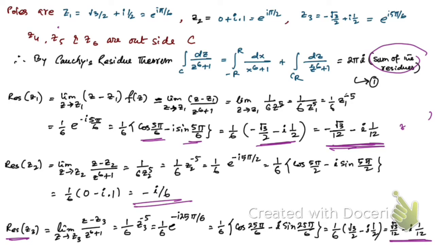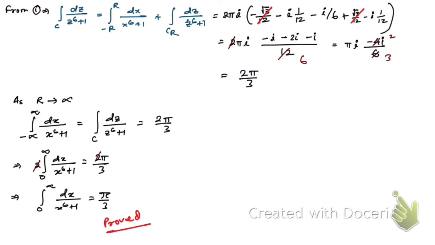So let us sum up these residues and put them here in equation number 1. So let me go to the next slide. So here you see, from 1 we can write this one is equal to 2 pi i times the sum of the residues. Okay, if you put the residues here, and these two cancel, after simplification we have got this value. As I have already told you, as r tends to infinity, then you can write this one is equal to this one, right? Here this one from minus infinity to plus infinity is gonna be equal to this one, right?